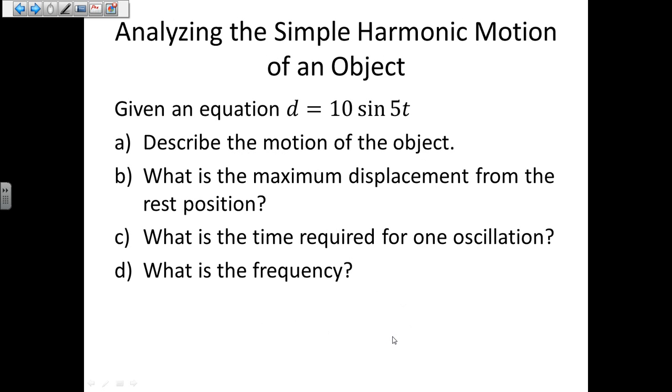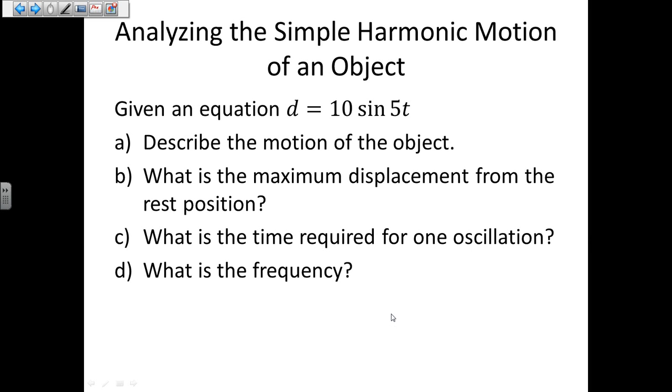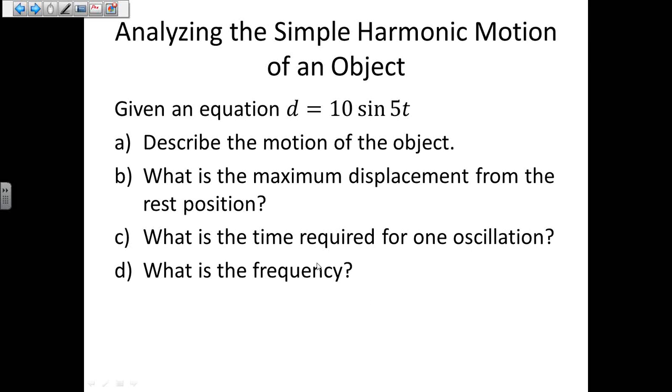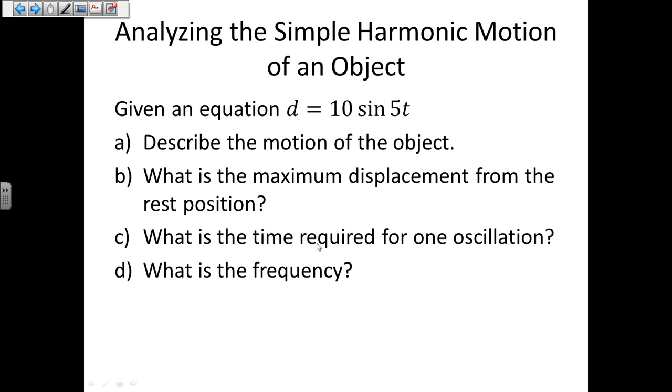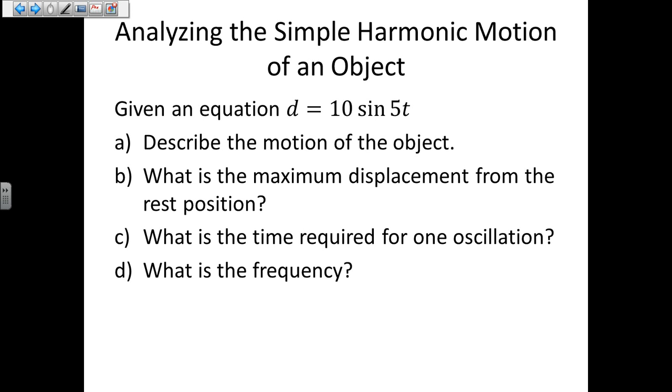Now, analyzing the simple harmonic motion of an object is pretty much just the opposite. They give us an equation and they want us to basically answer some questions about it. They want us to describe the motion of the object. What's the maximum displacement from the rest position? What is the time required for one oscillation? Again, this is basically asking what's the period. And then what is the frequency? Once you've got the period, you just find the reciprocal, and that's the frequency.